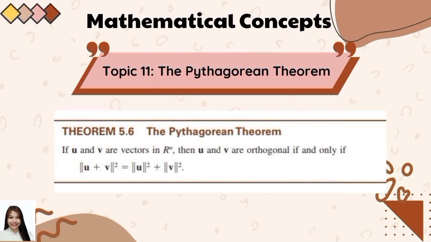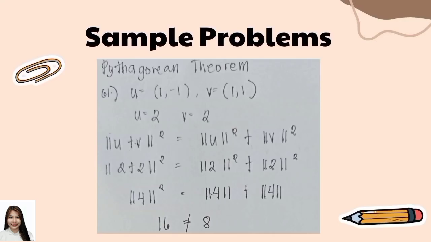Topic 11, the Pythagorean theorem. Theorem 5.6 is the Pythagorean theorem. If u and v are vectors in R^n, then u and v are orthogonal if and only if the absolute value of u plus v squared is equal to the absolute value of u squared plus the absolute value of v squared. For example, we have u equal to (1, -1) and v equal to (1, 1). The absolute value of u is 2 and of v is 2.